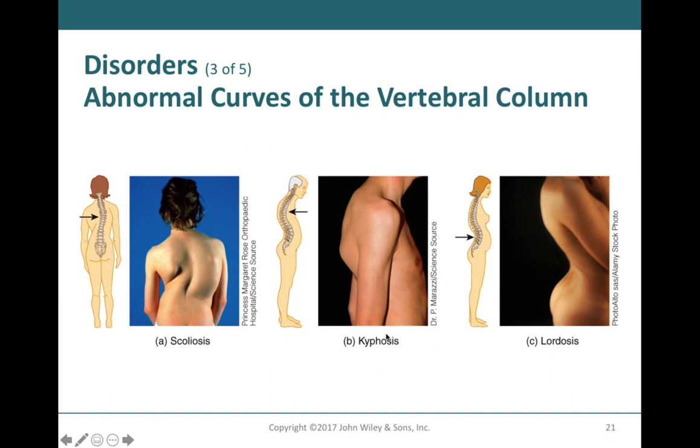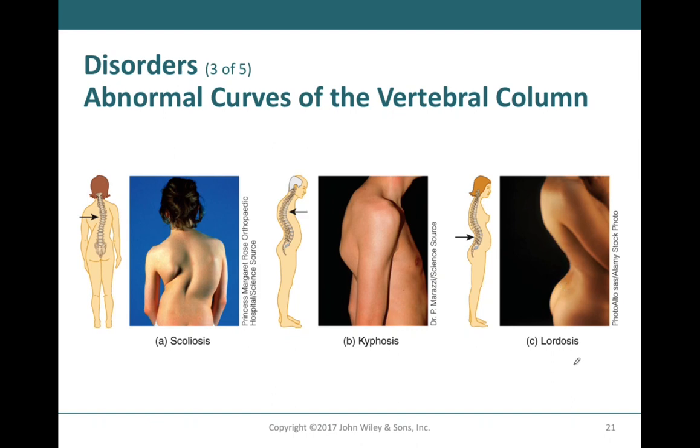Kyphosis is showing us an irregular thoracic curve, where this thoracic curve is bent forwards. So we have this hunchback appearance, and there's going to be too much of a bowing of our thoracic curve towards the back. This is kyphosis. And lordosis refers to an exaggerated lumbar curvature. So you can see that this lumbar curvature is very, very accentuated.